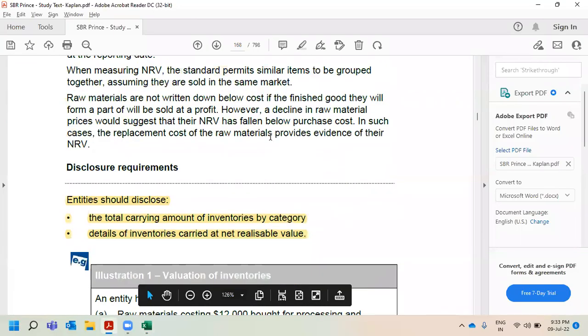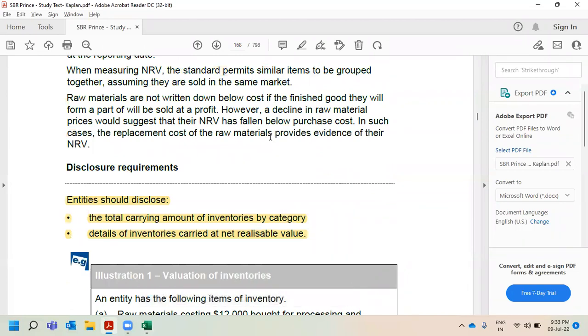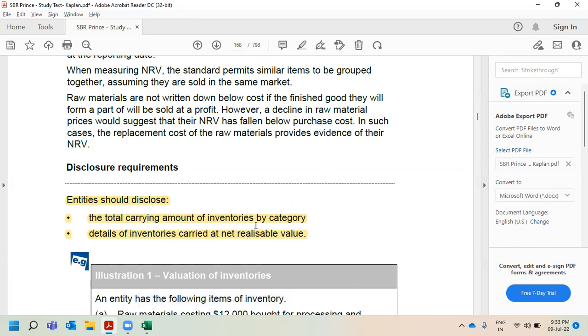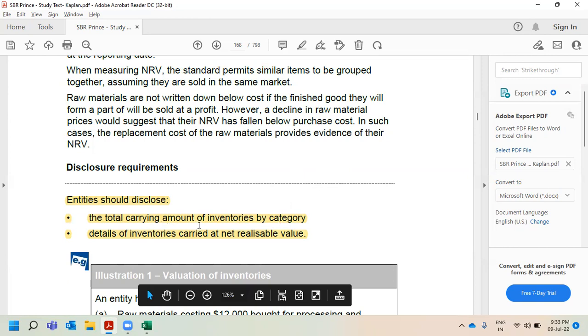Next, we have a disclosure. IAS 2 Inventories also requires some disclosures to be made. Entities should disclose the total carrying amount of inventory by category. As I have discussed, there are three types of inventory: raw material, work in progress, and finished goods. So we have to classify the inventory into these three categories and disclose the individual carrying amount.